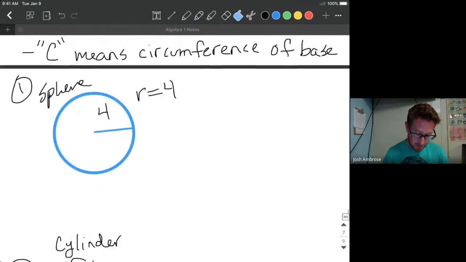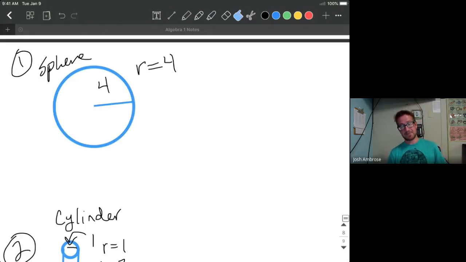Let's jump into some example problems. I'm going to say we do the best we can here. I know that is clearly just a circle. Imagine in your head that really it's a sphere, in other words, a three-dimensional ball shape.